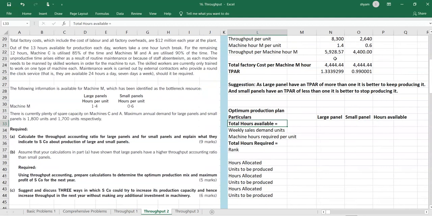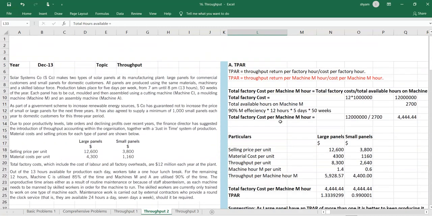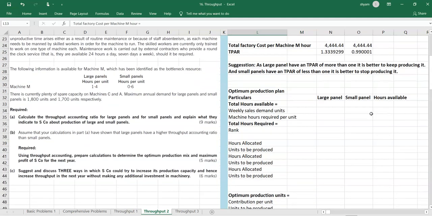So we'll work it out. So optimum production plan is, there is 2 panels here, large panel and the small panel. So first we'll see how many hours they require. Okay, so total hours available, we have to first find it out. So total hours available is here. It is 2700 hours in machine M. So available hours is 2700 hours.